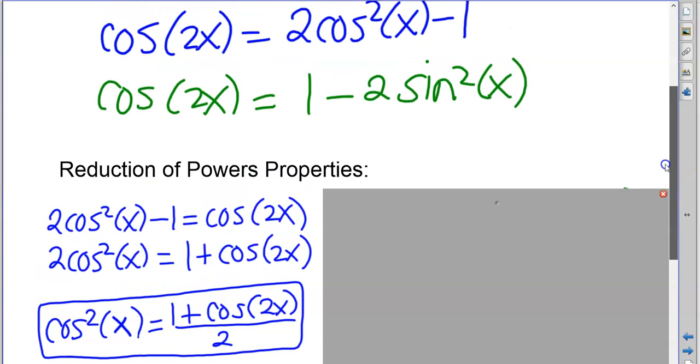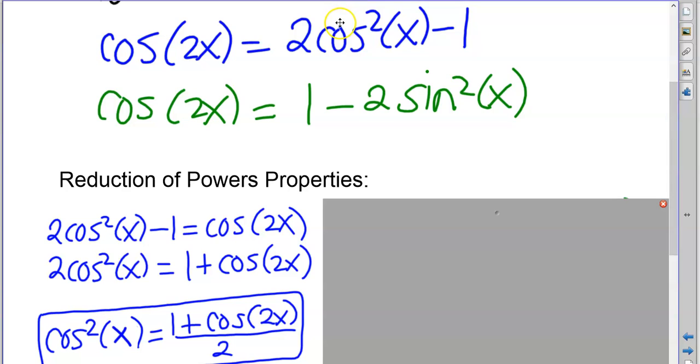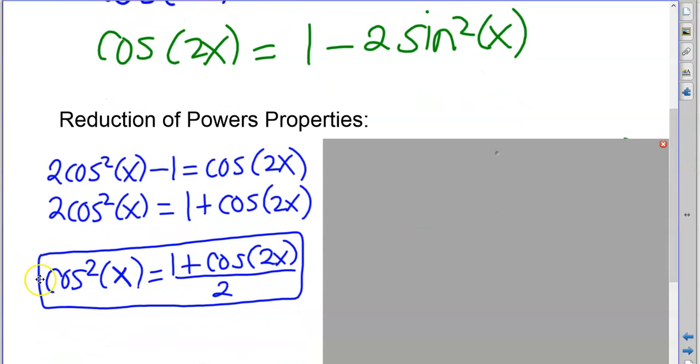So what I did first, if you look at the original one up here, I just rewrote the equation but with the left and right side switched. So I have 2 cosine squared of x minus 1 equals cosine of 2x. Then I added 1 to both sides of the equation. And then I divided by 2. And I end up with cosine squared of x equals 1 plus cosine of 2x over 2. Now I'm going to do something similar with the green equation.